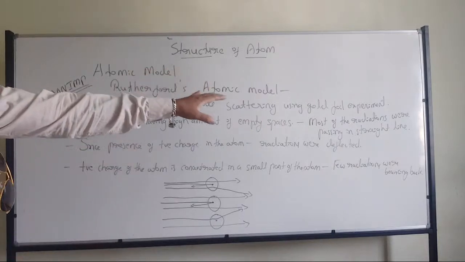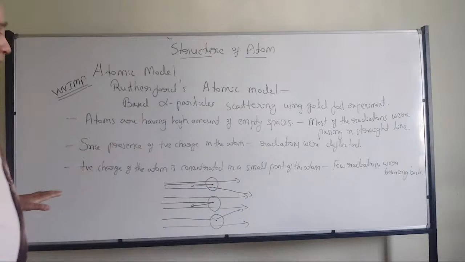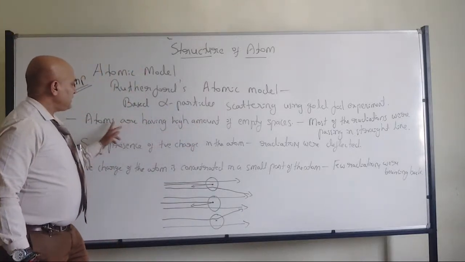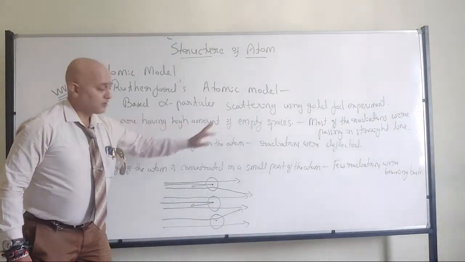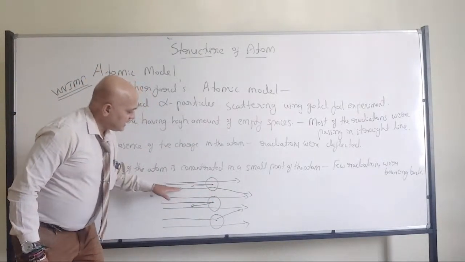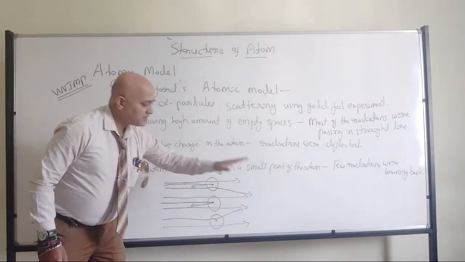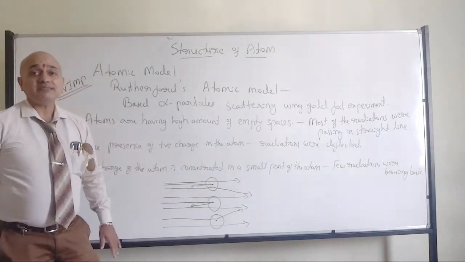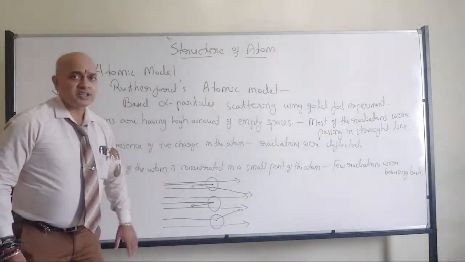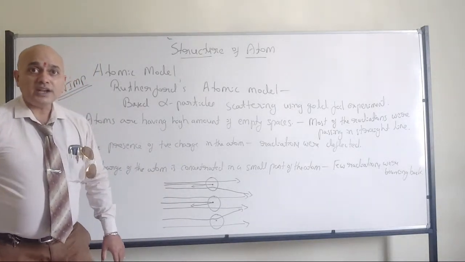Most of the radiation will pass in a straight line. Therefore, there is the presence of lots and lots of empty spaces. So many radiations will enter into those empty spaces and pass in a straight line. Now, next one. Since the presence of positive charge in the atom, now what is happening?